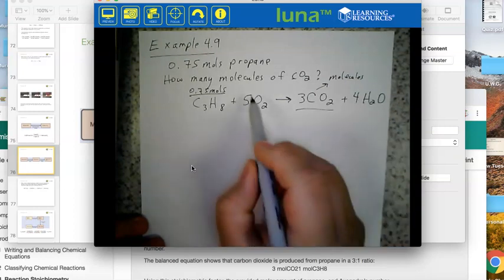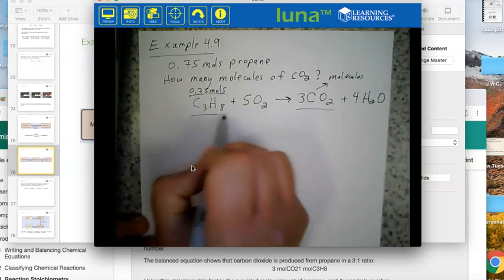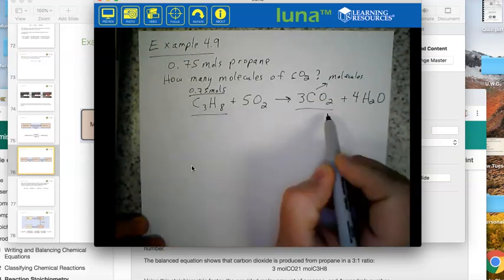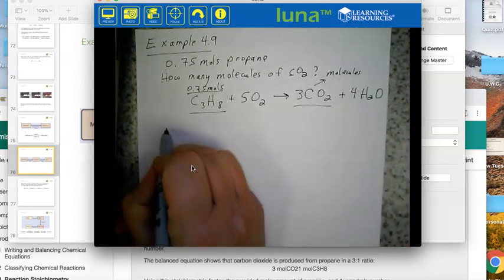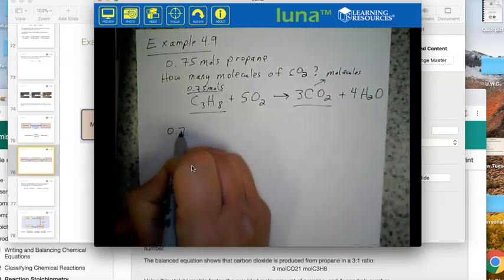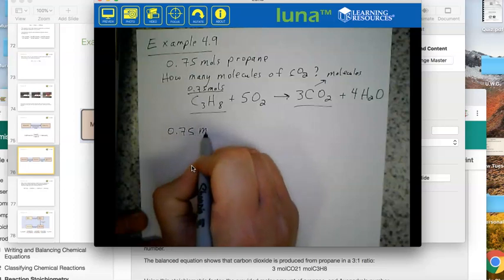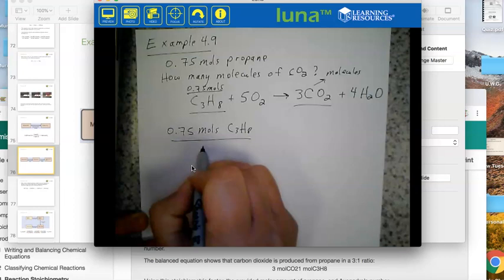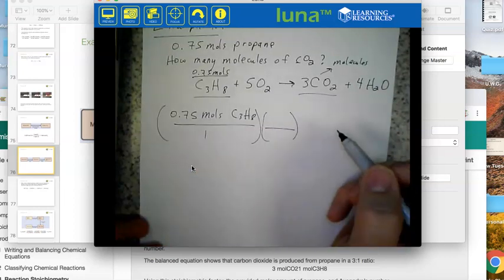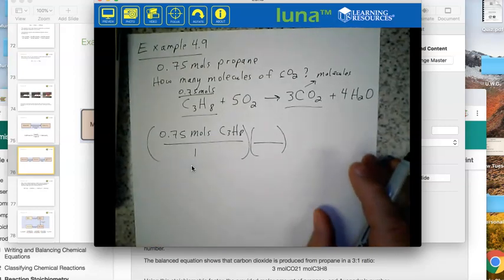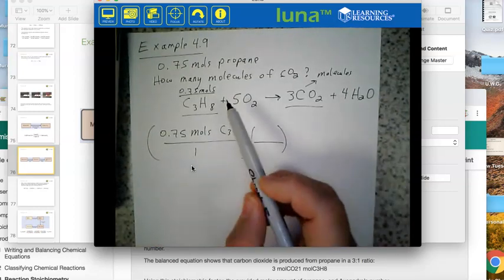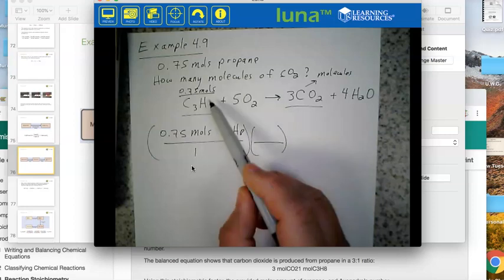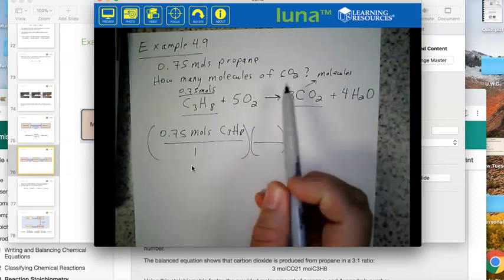So I can ignore the other stuff. I'm just really focused on these two chemical species here. The first thing I'm going to do is write what I'm given, so 0.75 moles of propane over 1. And then I have some conversion factor, right? We need to think about where we're going here. We're going from moles of propane to molecules of CO2. Well, I can't do that in one step.